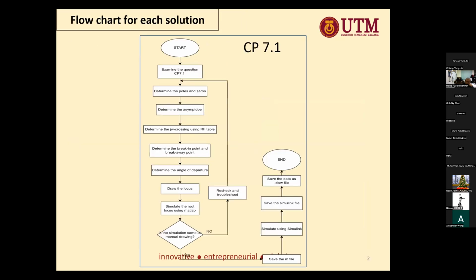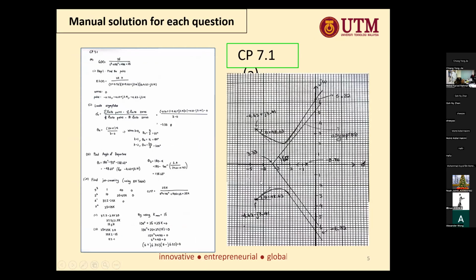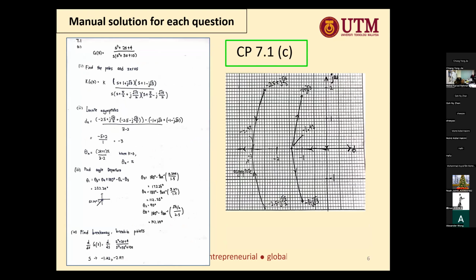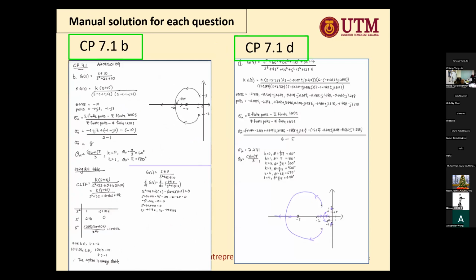Okay, first one. So this is the flowchart for the question 7.1 until 7.4. We use a similar flowchart, while 7.10 has a different flowchart. So this is the question for 7.1 manual calculation, and this is the graph from the manual calculation, and this is for 7.1C, and this is for 7.2.